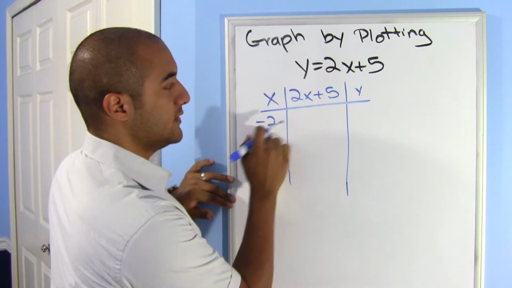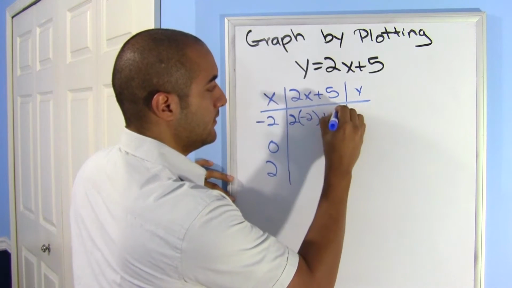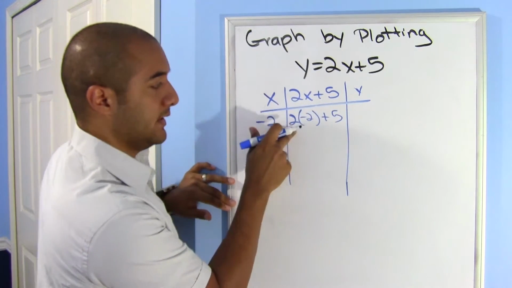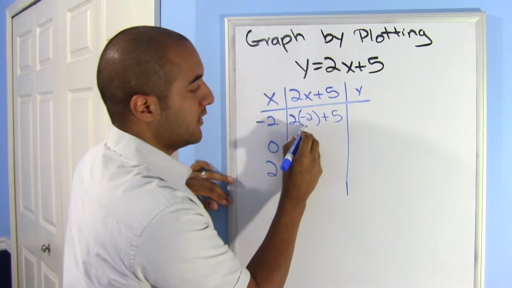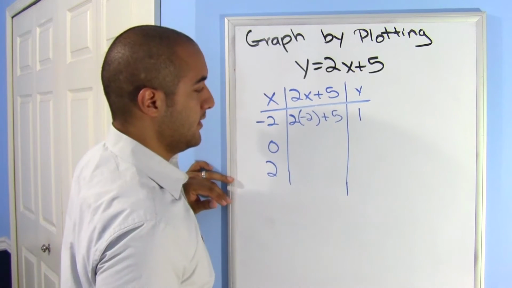I'm just going to substitute these x's in here. So that's 2 times negative 2 plus 5. Remember, it shows you what to do. So this says 2 times negative 2, negative 4. Negative 4 plus 5 is 1.